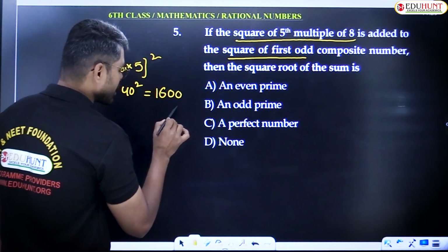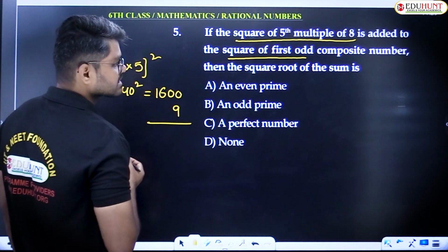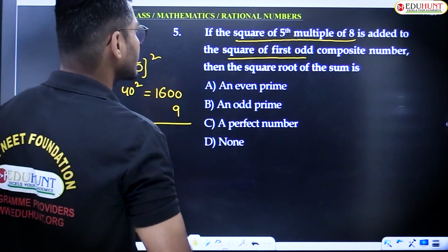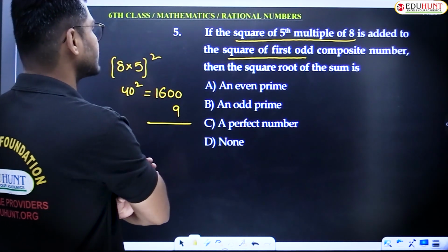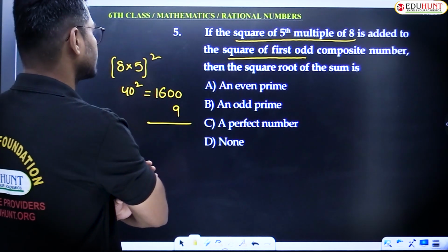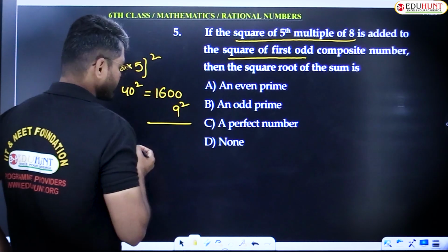This is added to the square of the first odd composite number. What is the first odd composite number? 9. Then the square root of the sum is. The square of the fifth multiple of 8 is added to the square of the first odd composite number. The square of the odd composite number, that means 9 square.